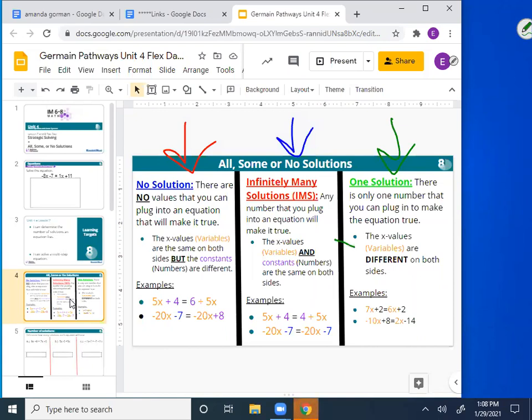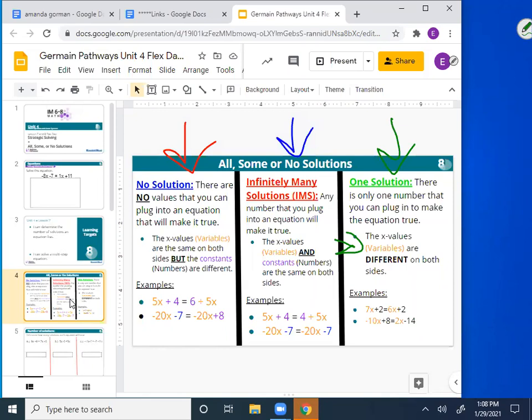Remembering that when we look at it, our x values or our variables are different. So you can say, yes, because our x values and our constants are different, if that happens to be the case. But the really important piece is when you look at it, if the variables are different, you could automatically say it has one solution.